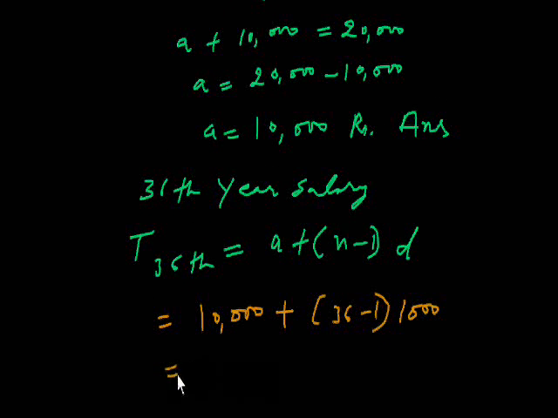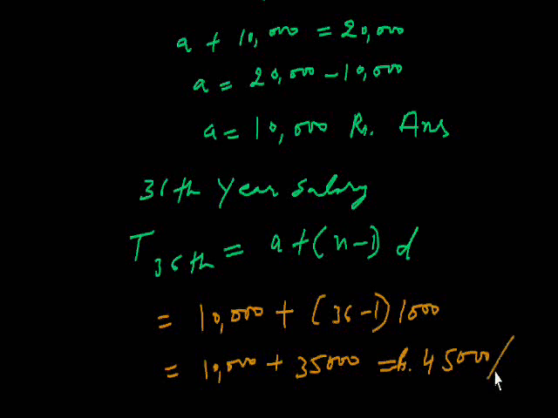10,000 plus 36 minus 1, 35 into 1000, 35,000. Our salary will be 45,000 rupees. This is our answer like this.